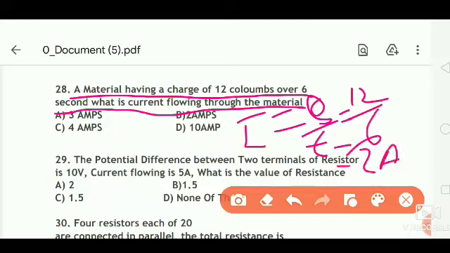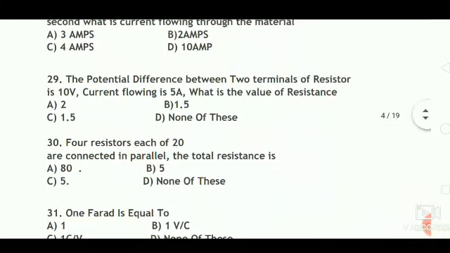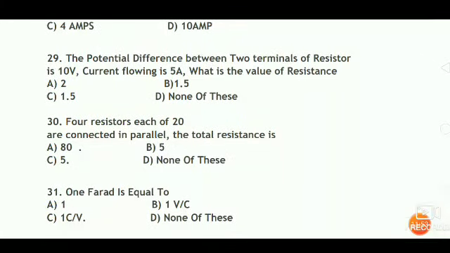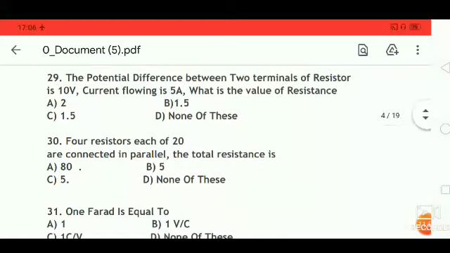Here the options are 3 ampere, 2 ampere, 4 ampere and 10 ampere. Here we get option B, which is 2 ampere. So 2 is the right answer. So the next question is the potential difference.